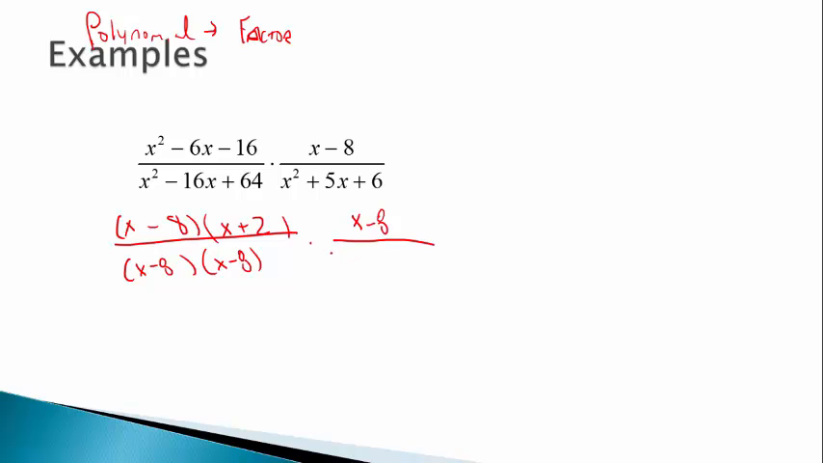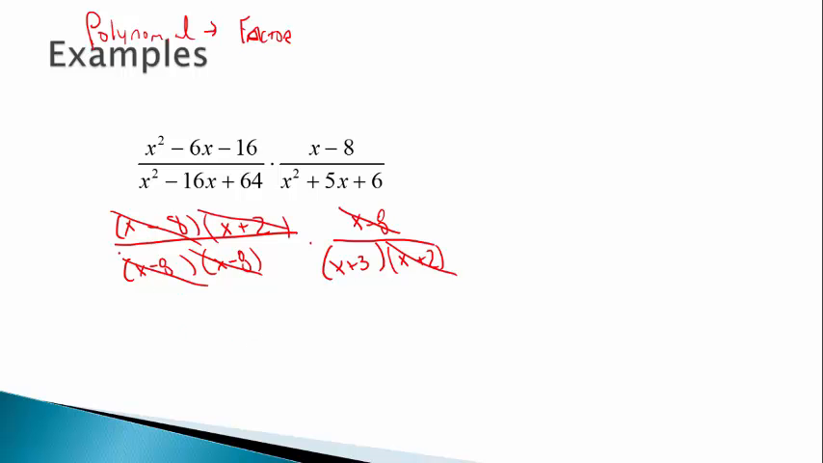I can't factor that any further. But x squared plus 5x plus 6 can be broken into x plus 3 times x plus 2. Okay, and you can check all my factoring by refoiling. Now, I look at common factors, so sets of parentheses that match up. So I see an x plus 2 in the top and the bottom. I see an x minus 8, top and bottom. I see another set of x minus 8s, top and bottom.